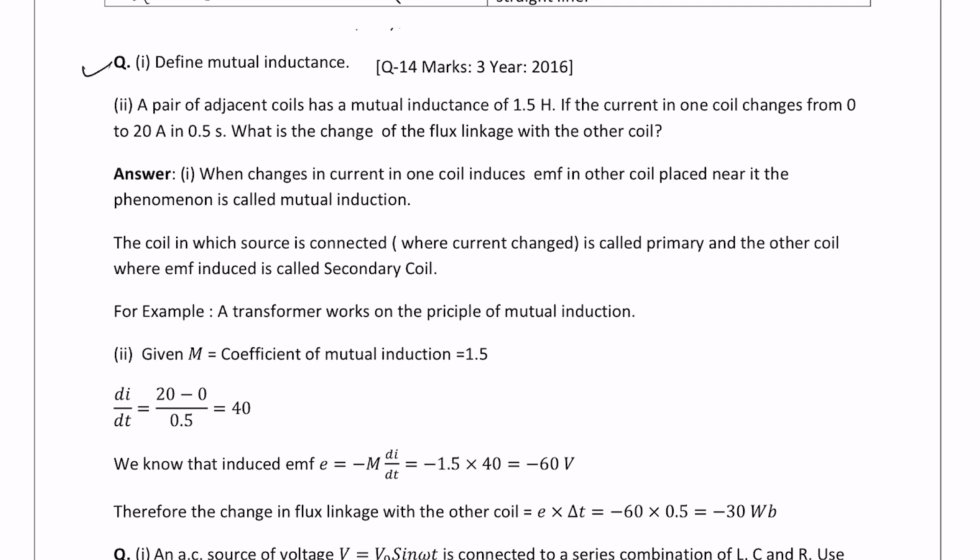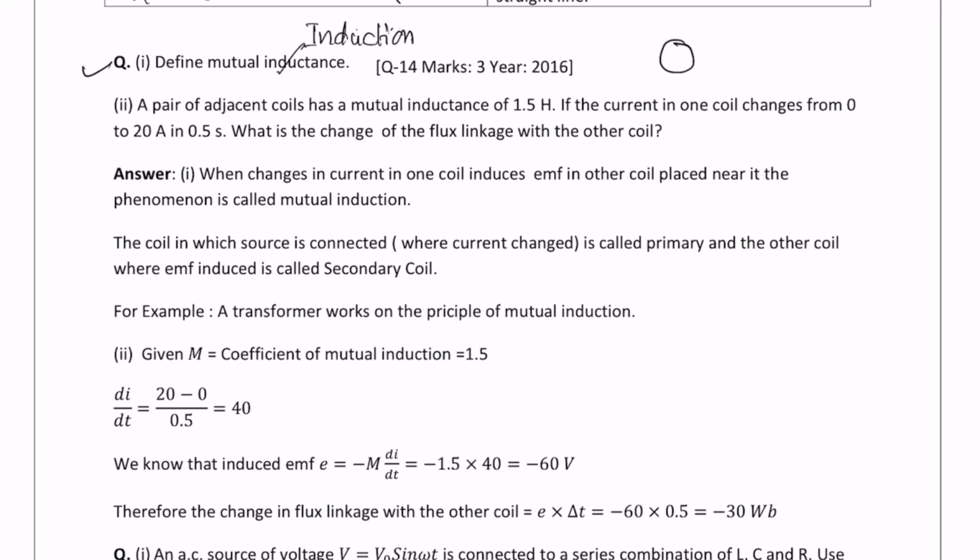Define mutual induction. What is mutual induction? We will explain mutual inductance in a later part. Okay, I will come to this. So what is mutual induction? Let us understand it first.